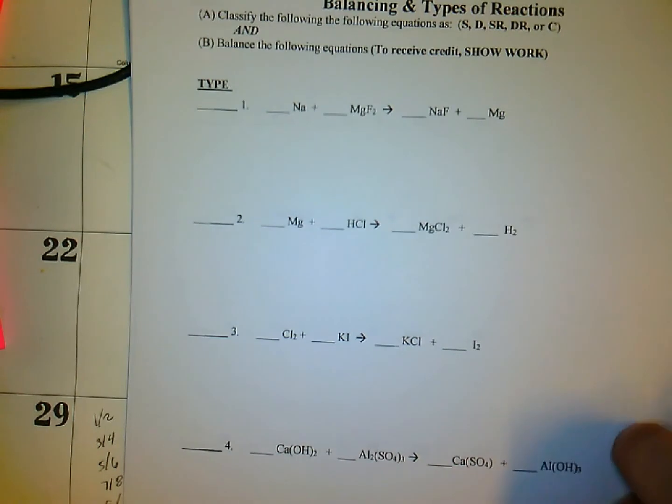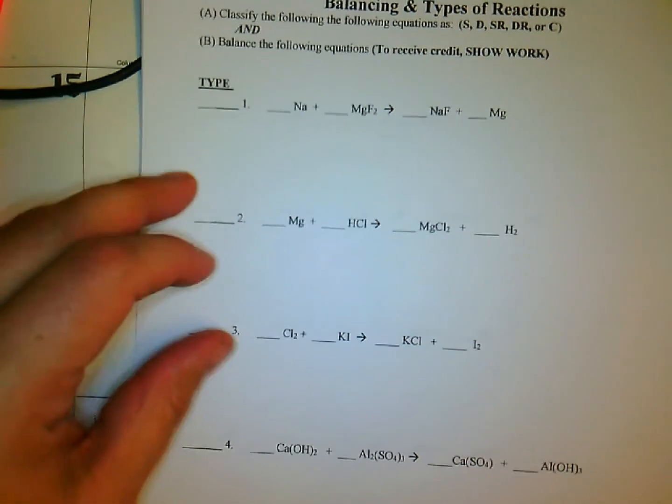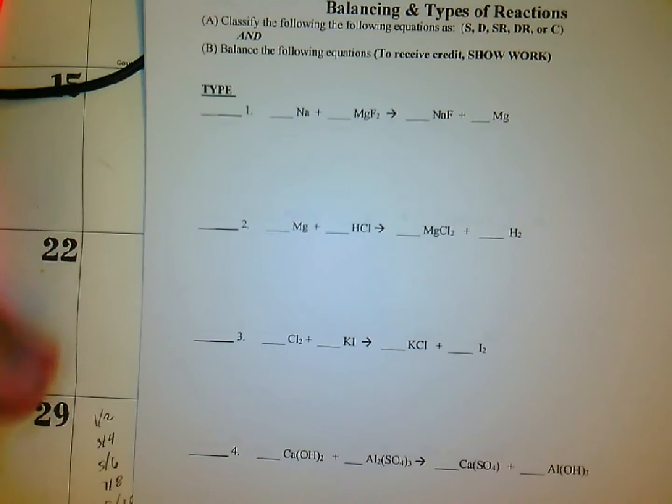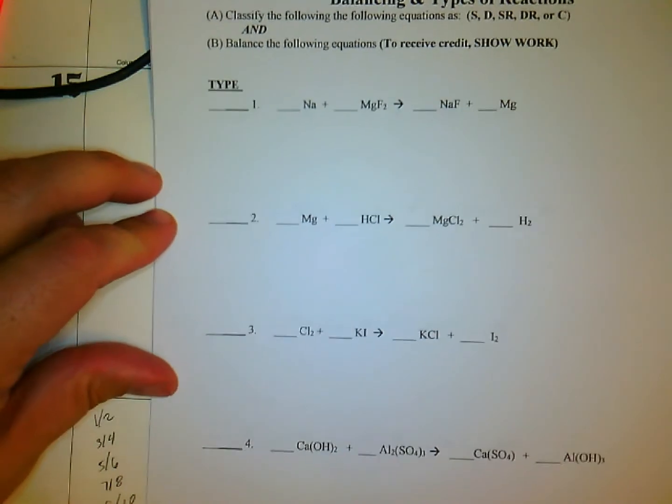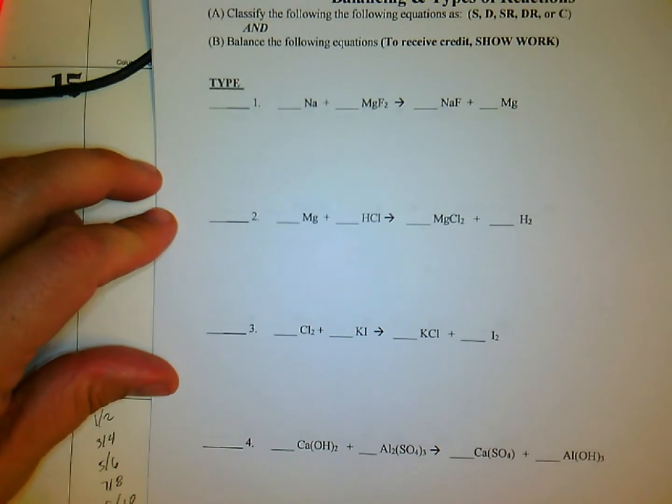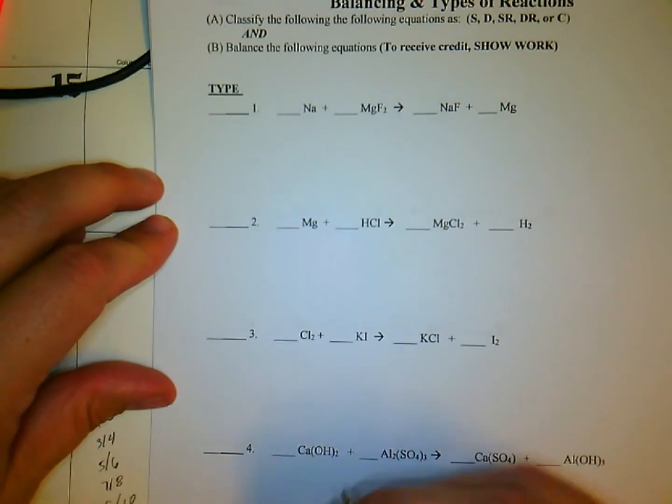Alright, so we're back. Now we'll be working on the homework for Unit 4, pages 3 and 4, which is the second part of the homework that's due. Today we're just looking at balancing and types of reactions. We'll just start off with number 1.